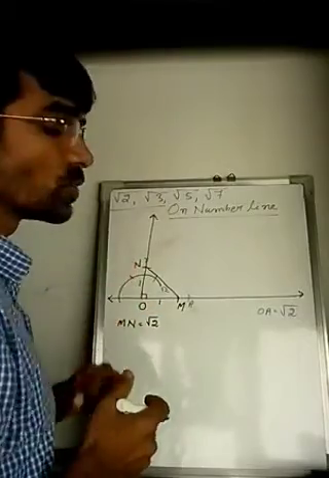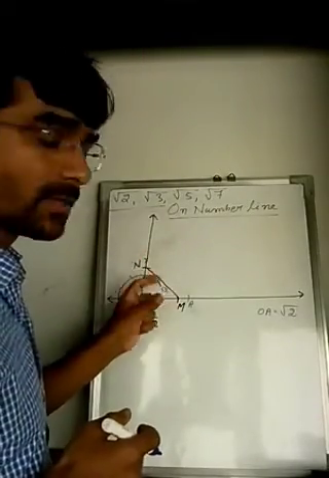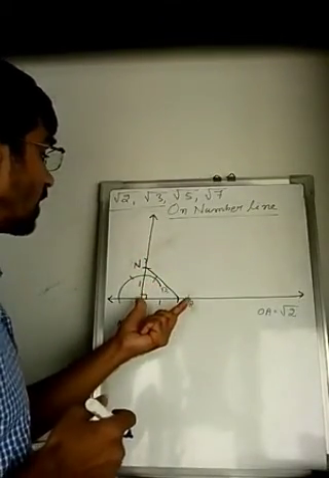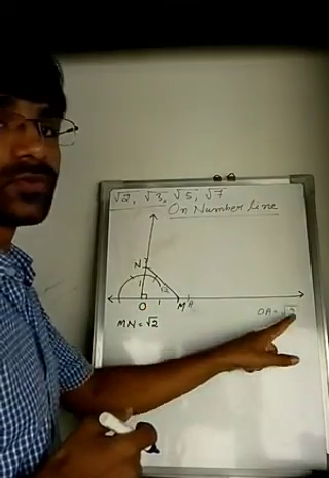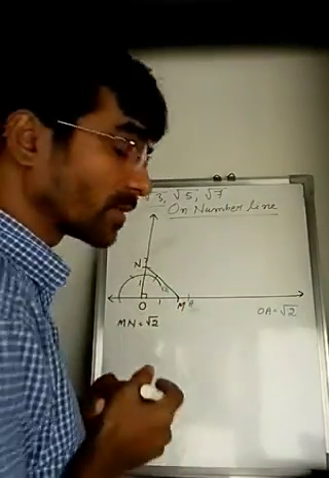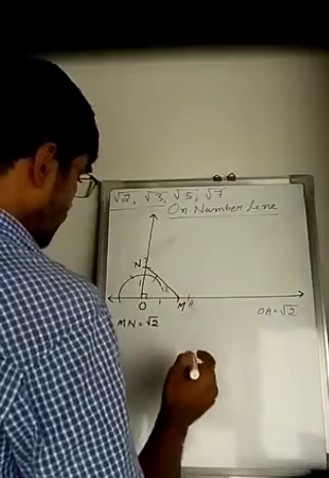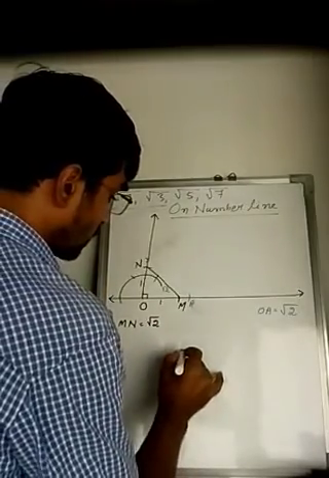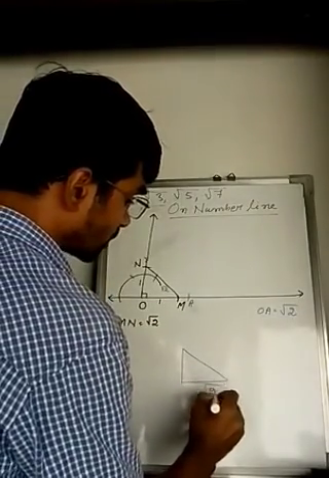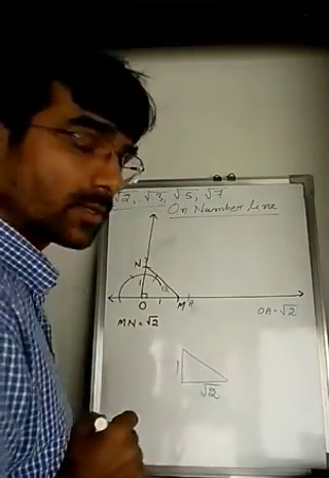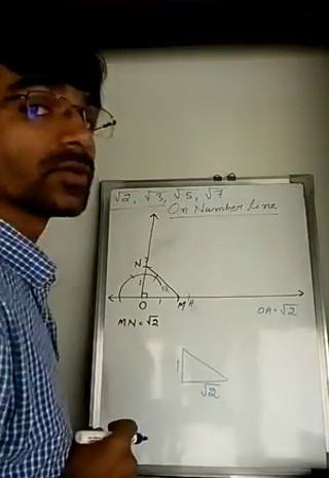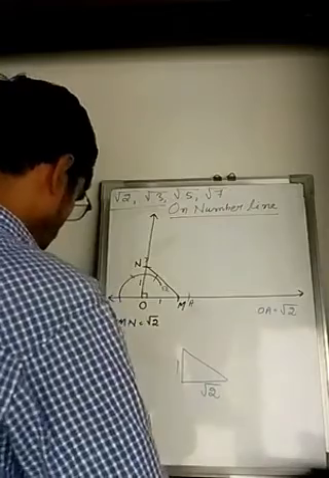And here MN equals root 2. MN is the height or hypotenuse, and what is OA? Root 2. The value of OA is root 2 here. Now, in a right angle triangle, if the base is root 2 and the perpendicular is 1, then what will the hypotenuse be? Root 3. How? Just check it.